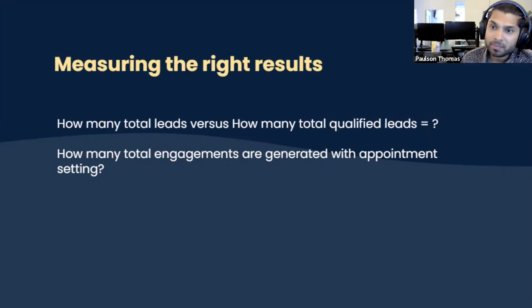Is this good? You guys getting a lot out of this? Okay, cool. The last thing I want to talk about, and I'll conclude this pretty quickly here, is measuring the right results. Most people don't understand what a lead truly is, right? A lead is somebody who's activated, they're ready to go, they need something now.